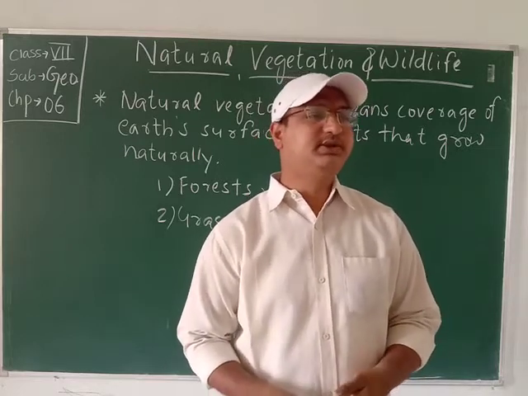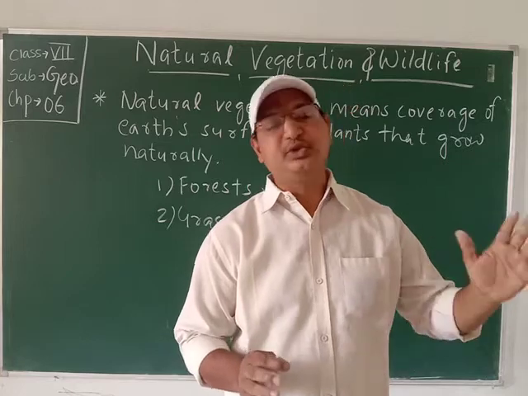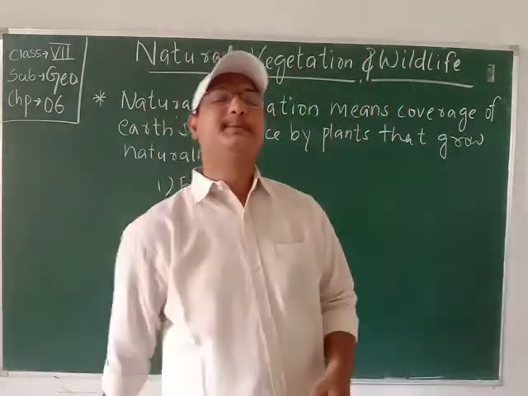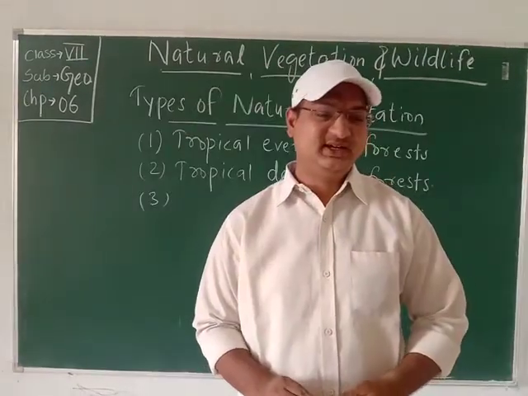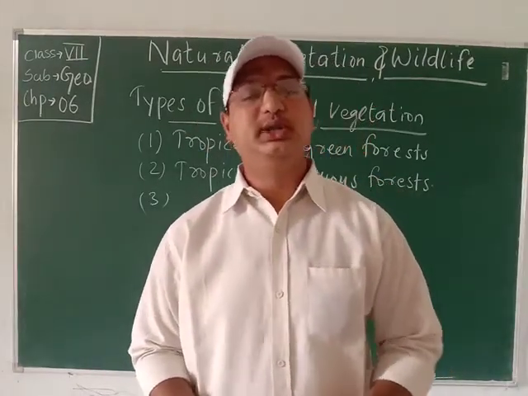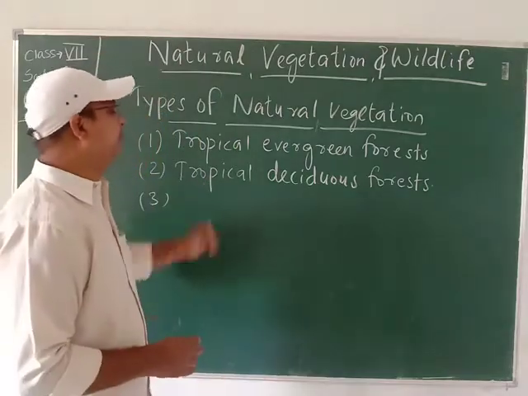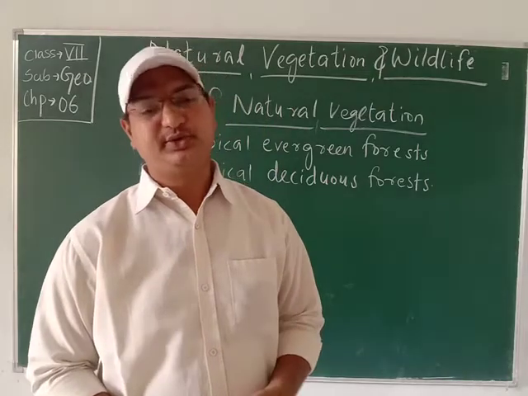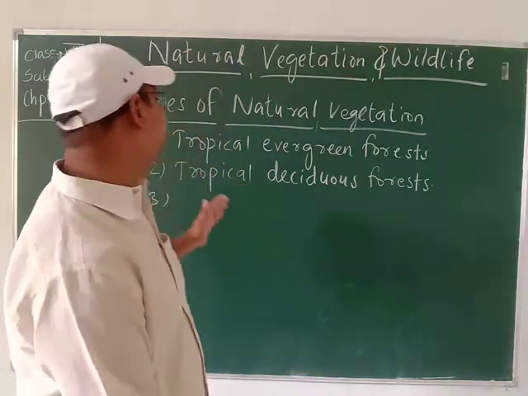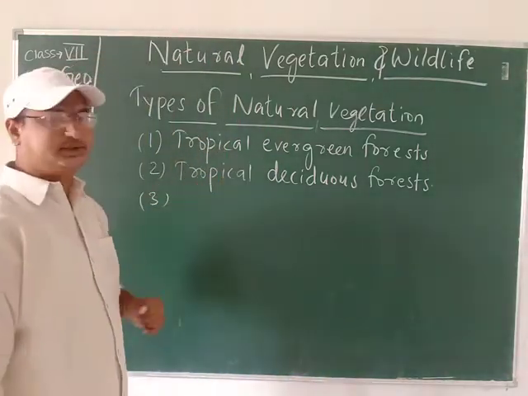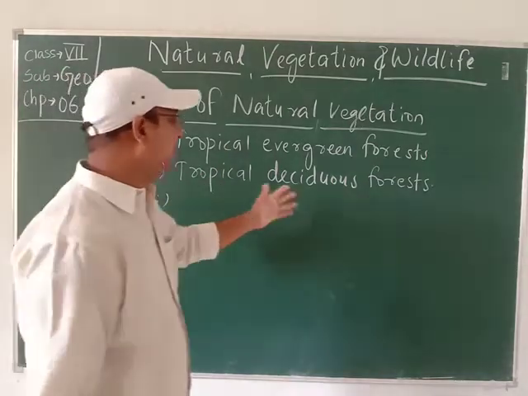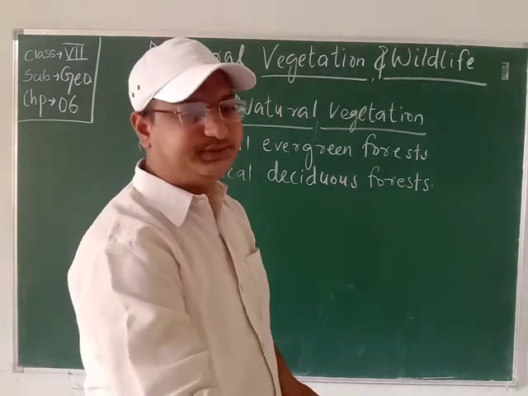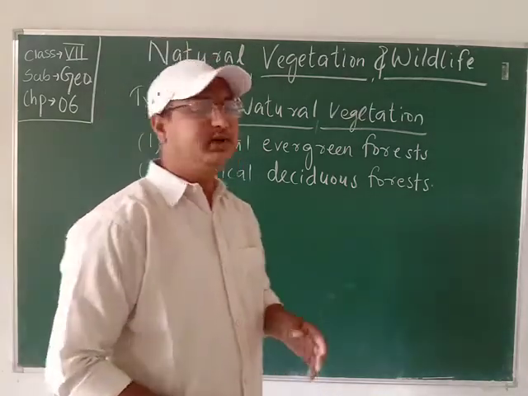Now students, we will study the types of natural vegetation in detail. What are the different types of natural vegetation? Mainly there are 4 to 5 types. The first one is the tropical evergreen forest. The second one is the tropical deciduous forest. Then the next is the temperate evergreen forest.